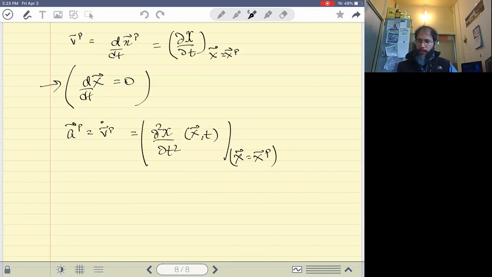Let's take an example to understand things in a slightly better way. This is example number 4.21 from the book.